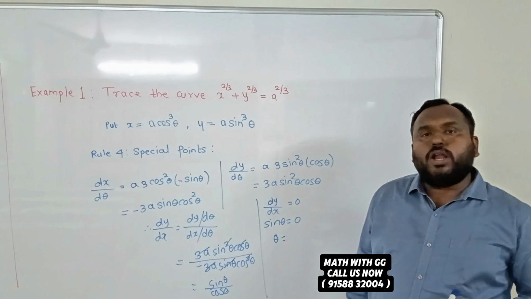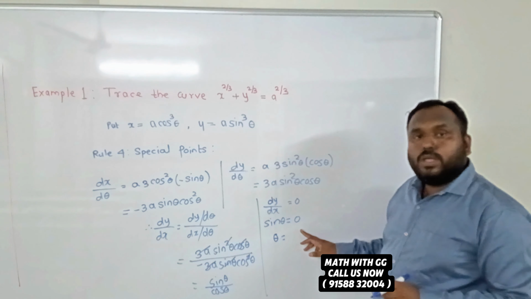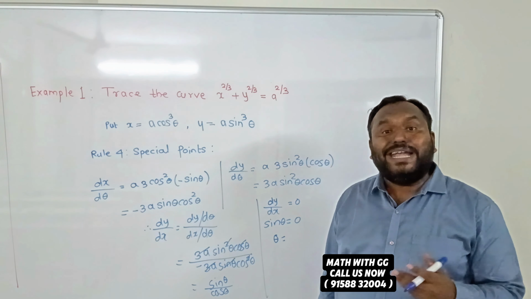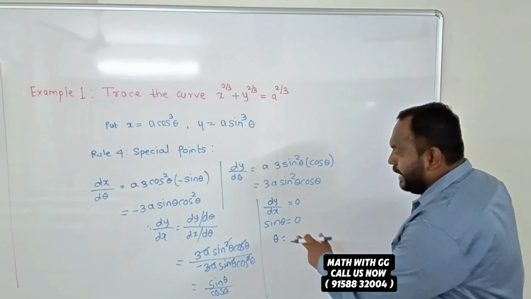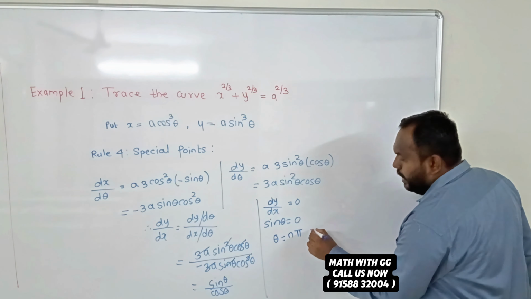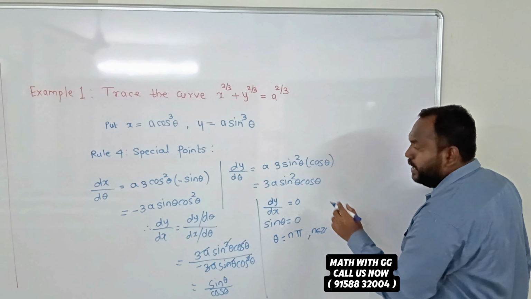We know that if sin theta equal to 0, then for any value of n pi, where n is an integer, we get sin theta equal to 0. So sin theta equal to 0 implies theta equal to n pi, where n is an integer.